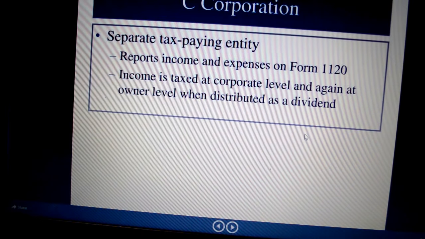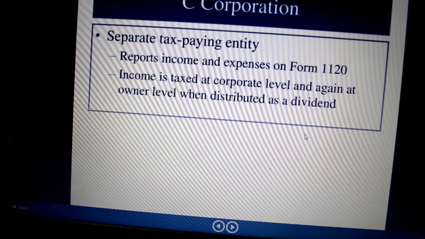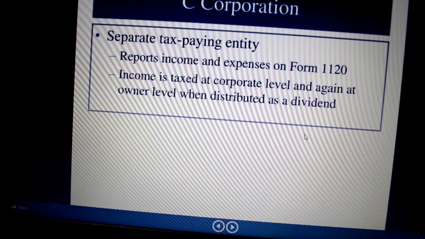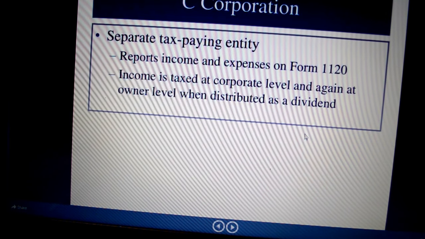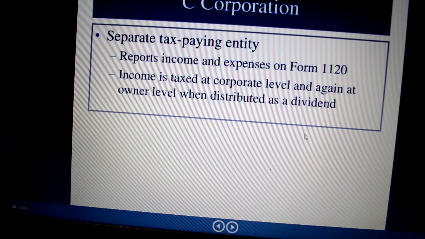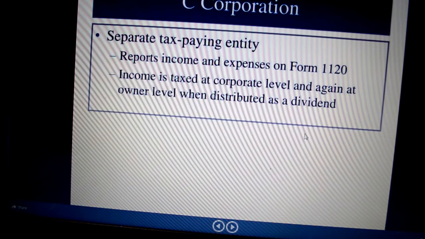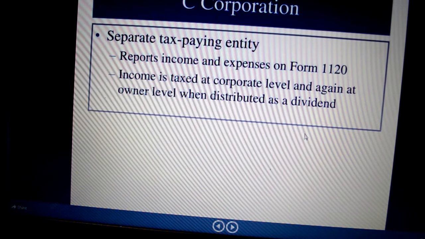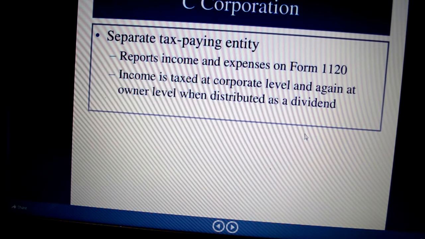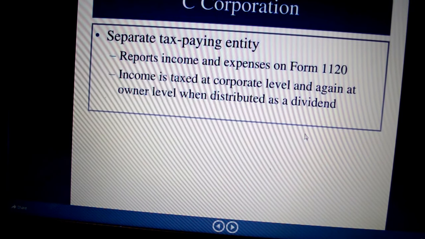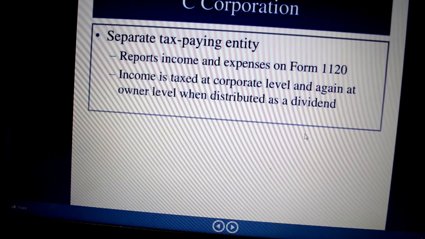Unlike proprietorships, partnerships, or S corporations, C corporations are subject to entity level federal income tax. This results in what is known as the double taxation effect. A C corporation reports its income and expenses on Form 1120. The corporation computes tax on the taxable income reported on the Form 1120.